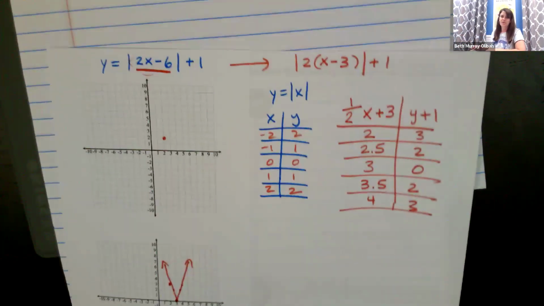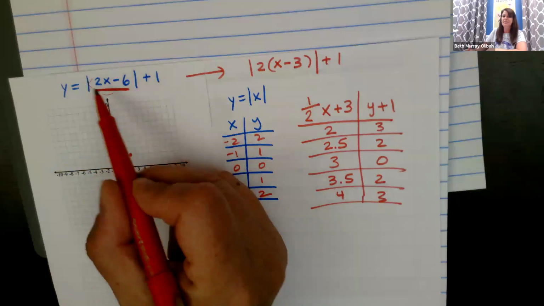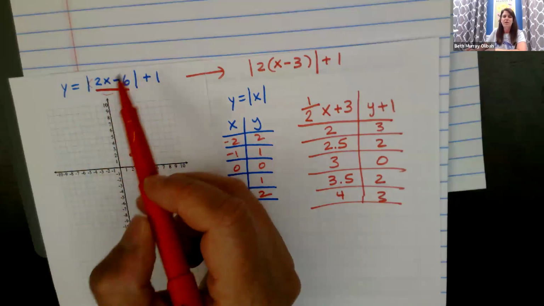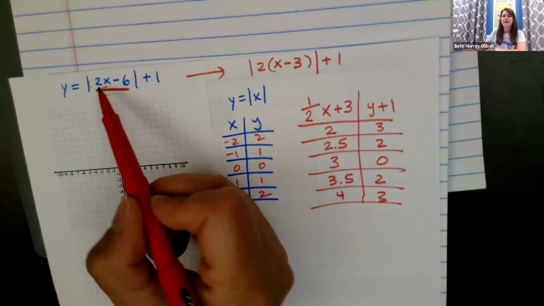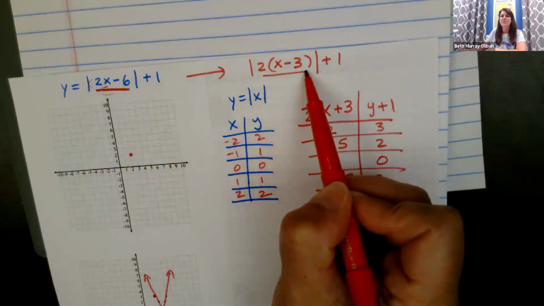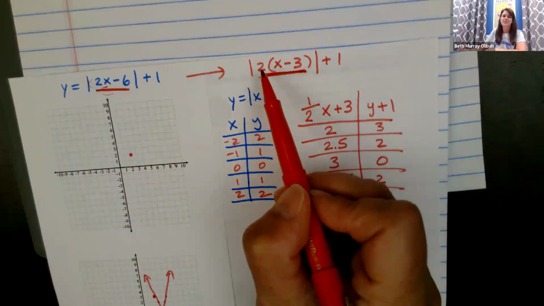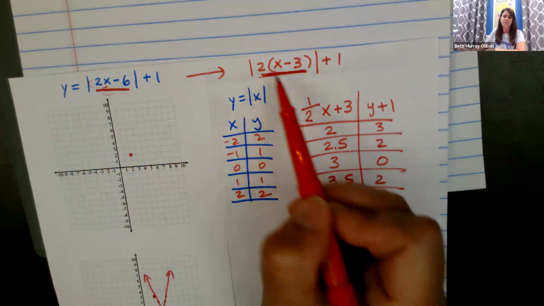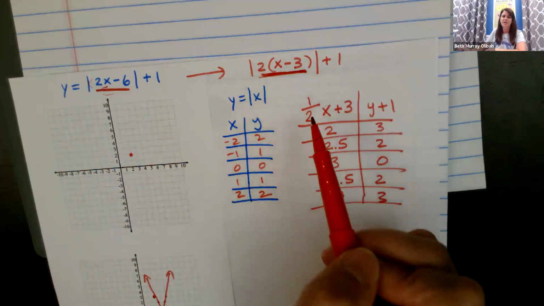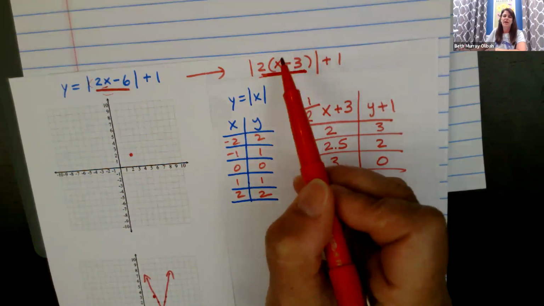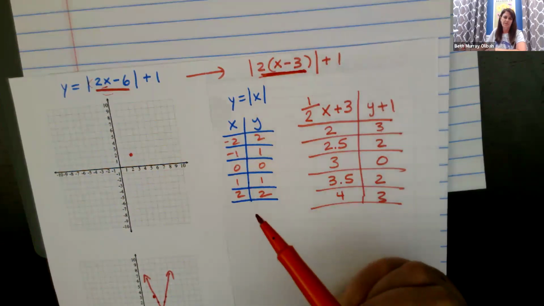So basically what I wanted to show you is that if there's stuff happening inside, be extra careful. And if it's a number with the x, start by factoring that number out so you can see exactly what number you need to multiply by when you flip it, and what number is really being added or subtracted, so you can do the opposite of that as well.